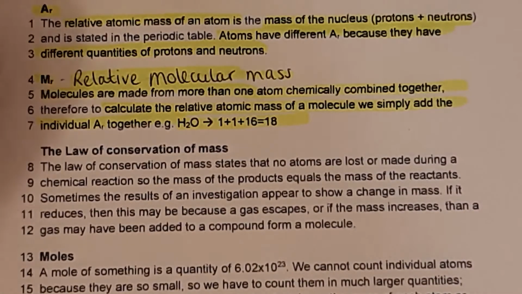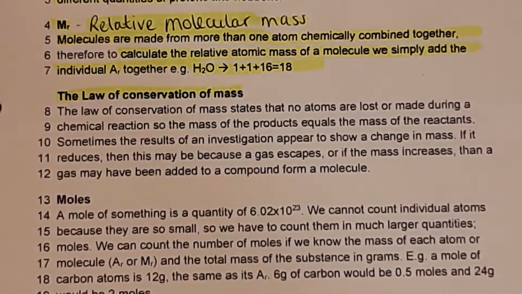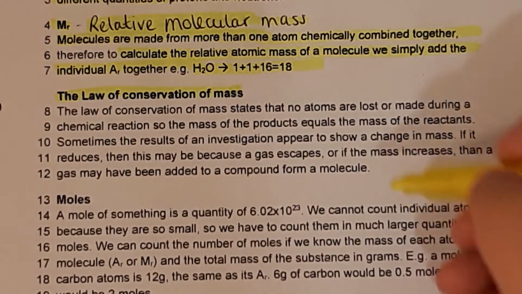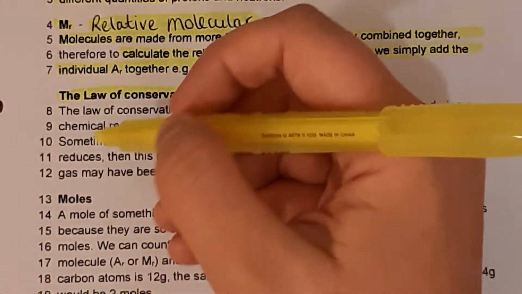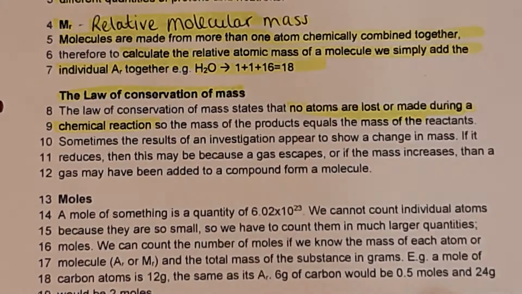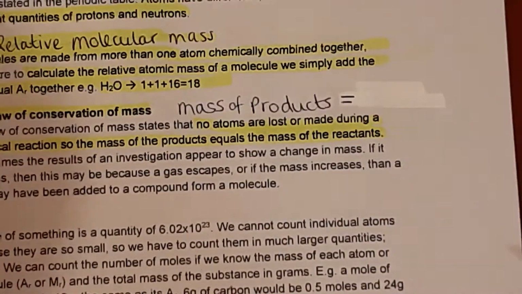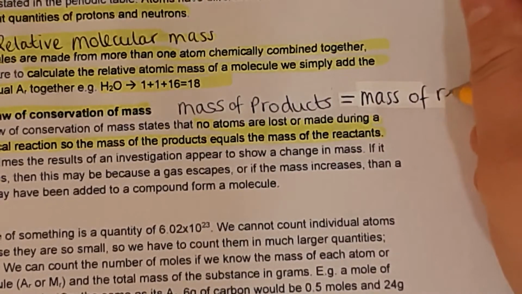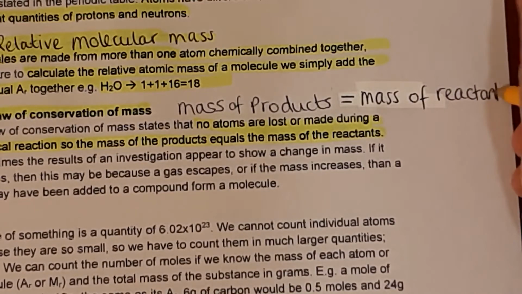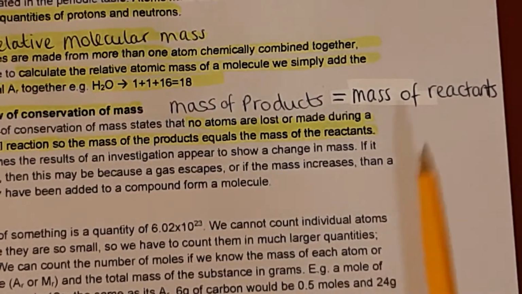Okay, so the law of conservation of mass, again, we've already done this. We're going to review it again. You do need to know this. You'll also need to be able to use this and apply it. So the law of conservation of mass states that no atoms are lost or gained or made during a chemical reaction. So therefore, the mass of the products will always equal the mass of the reactants. Mass of the products equals mass of the reactants, or the other way around. They must be equal to each other.